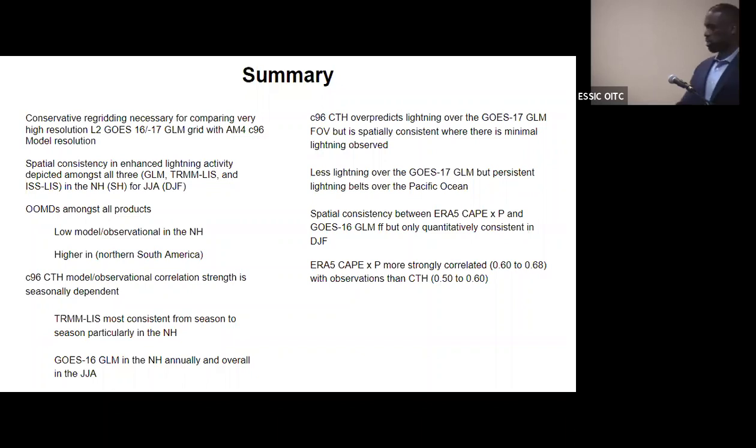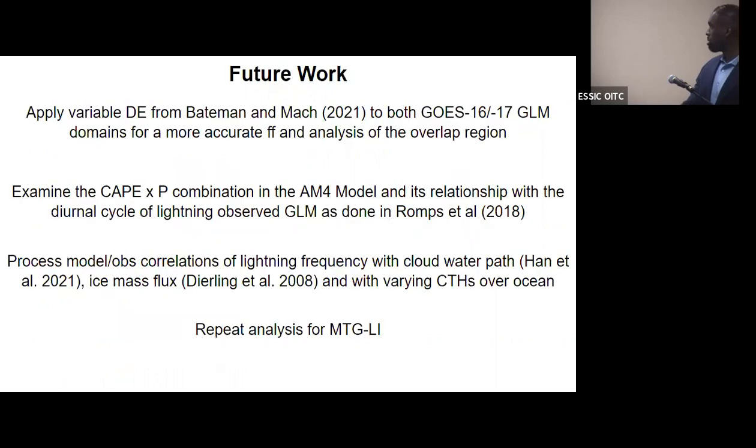And we found some promising or encouraging correlation strength when comparing ERA5 reanalysis to total, well, we're multiplying the CAPE and total precipitation in the ERA5 analysis and comparing that to the GLM and the GOES-16.